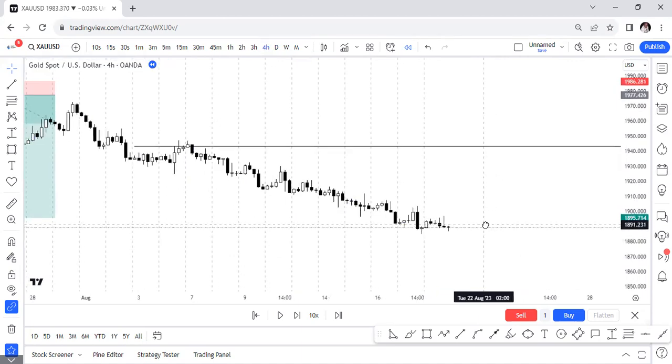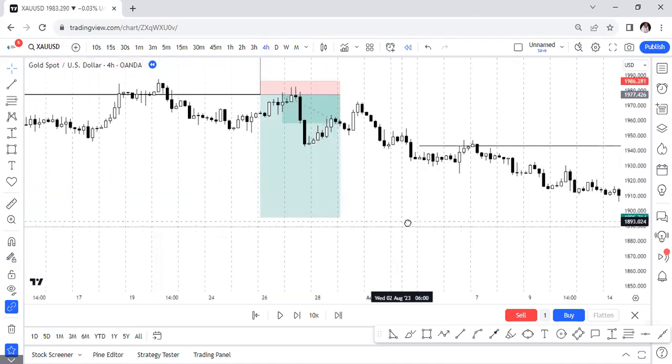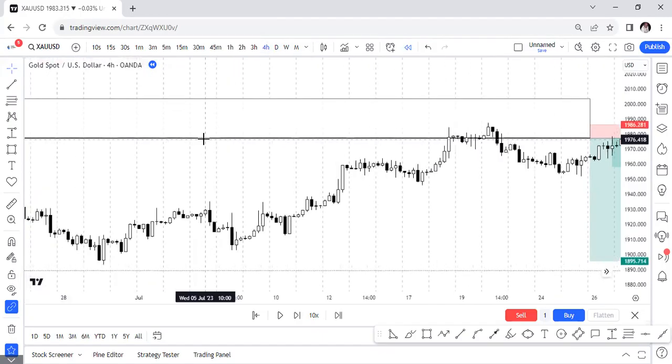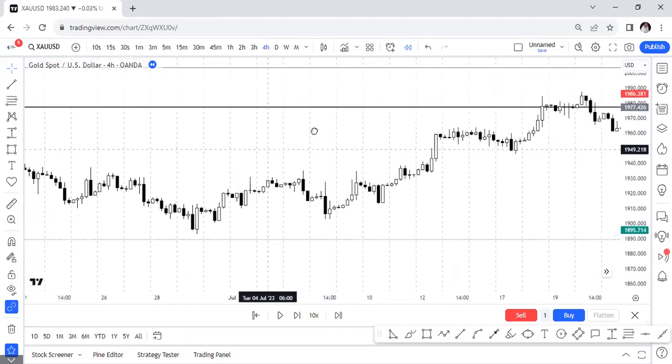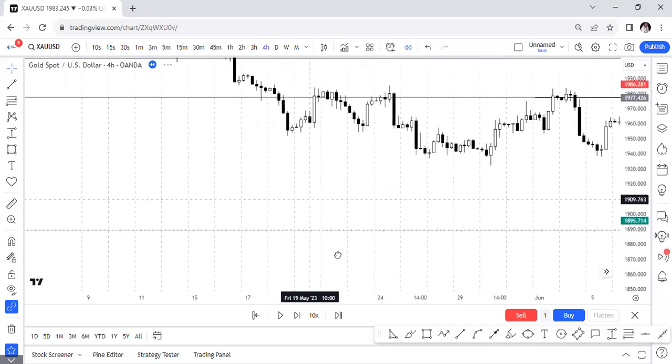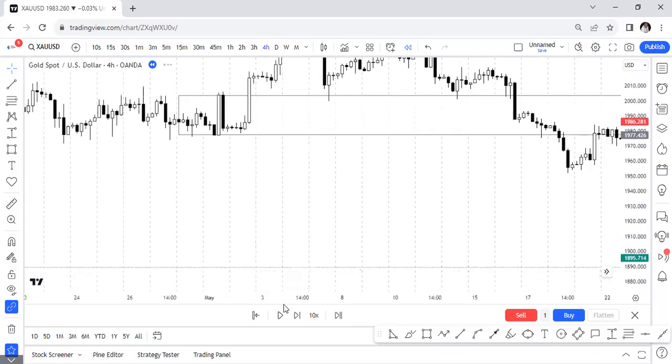So that's how you can also trade Quasimodo on its own. But when you combine it with SNR, engulfing and trendline, it gives a very, very high probability trade setup. Yeah, you can trade it on its own. I've done that.